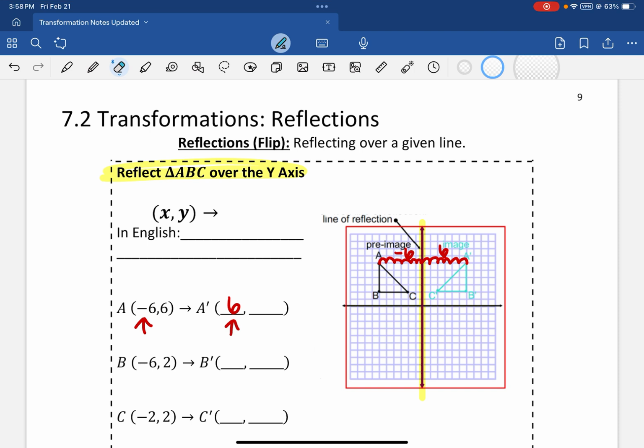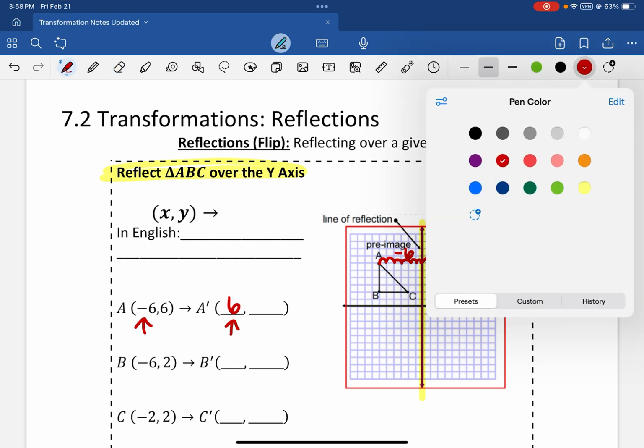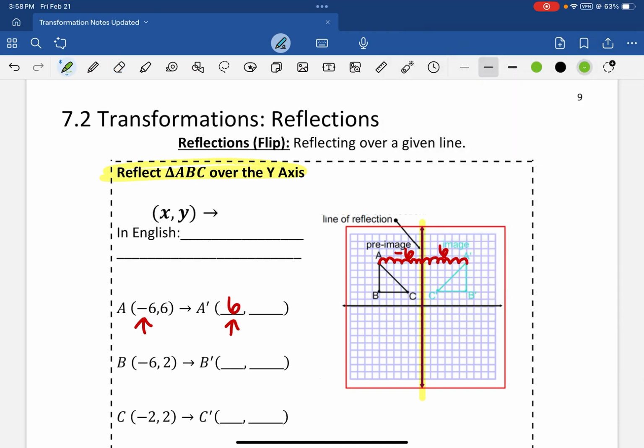Let's go ahead and look at C. Okay, C is minus 2, 1, 2. That was minus 2 away from my line. And you can see here on C, your x is a negative 2. Let's go to C prime. That is positive 2, 1, 2 away from my line, which means that my x is going to be a positive 2. So I'm going to write that right there on the graph.